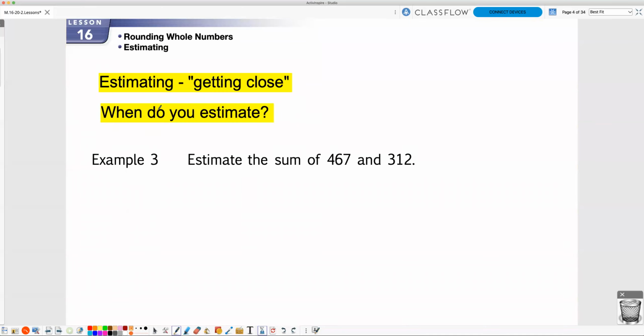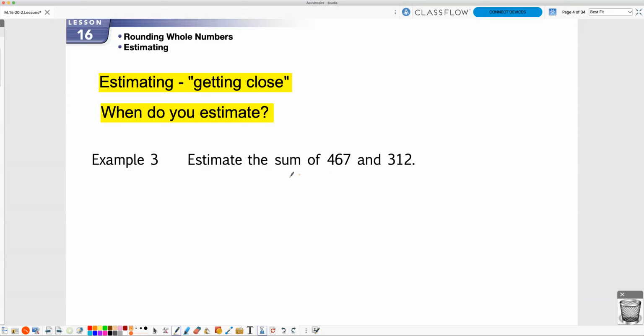Estimating basically means getting close. When would you estimate? A lot of the time you're going to estimate when you go to the grocery store, or if you just need an approximation of a value. You don't need the exact amount. An estimation is getting close so that you know, do I have enough money in my pocket when I get to the cash register after putting some items in my basket? That might be a good time to estimate.